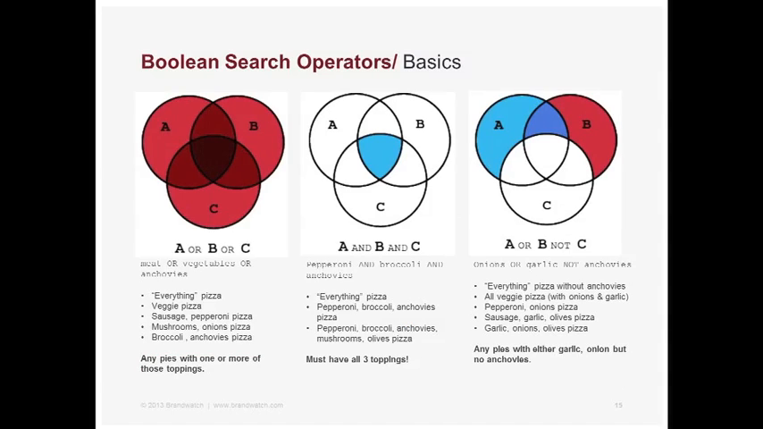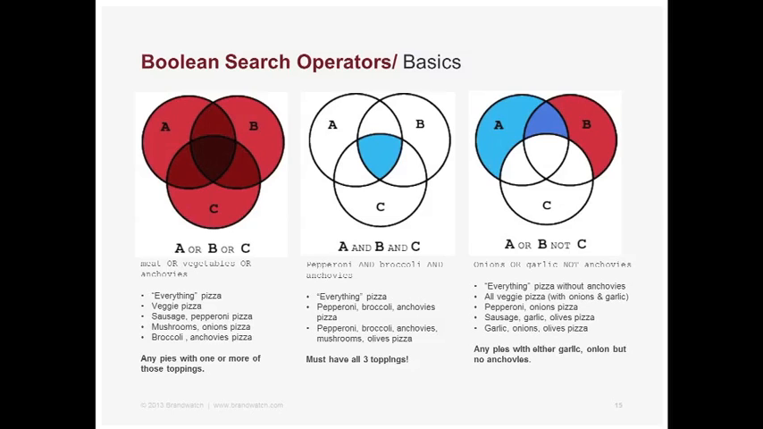So let's talk about Boolean search operators, just the high-level basics. Most of the time when you talk about Boolean operators, you're talking about AND, OR, and NOT. And in this case, I'm going to use an example of pizza toppings.